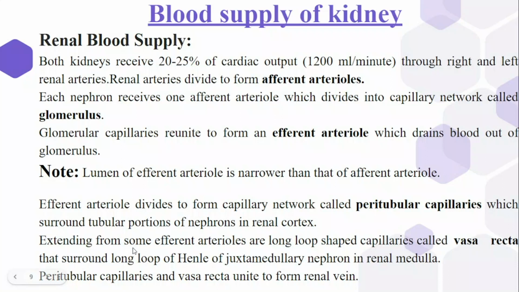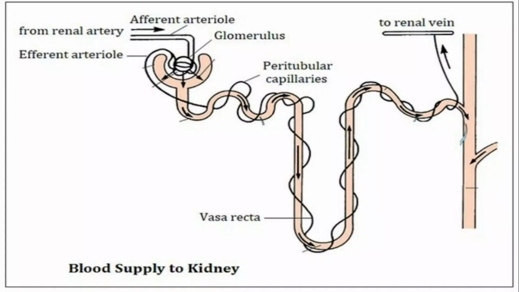Extending from the efferent arterioles are long loop-shaped capillaries called vasa recta that surround the loop of Henle of the juxtamedullary nephron in the renal medulla, right? Peritubular capillaries and vasa recta reunite to form a renal vein. Clear? For better understanding, I will show you a structure of a nephron and the blood supply to the kidney.